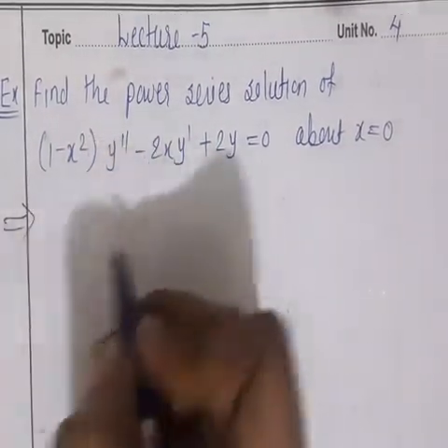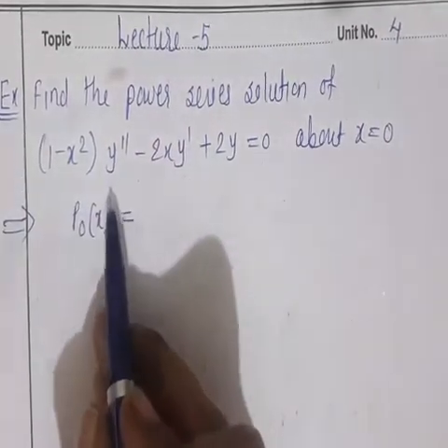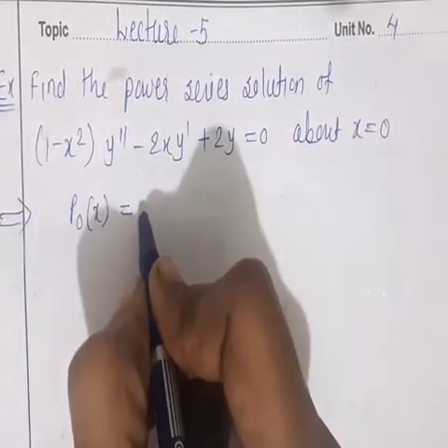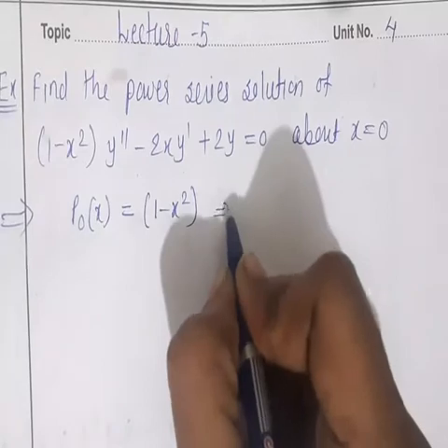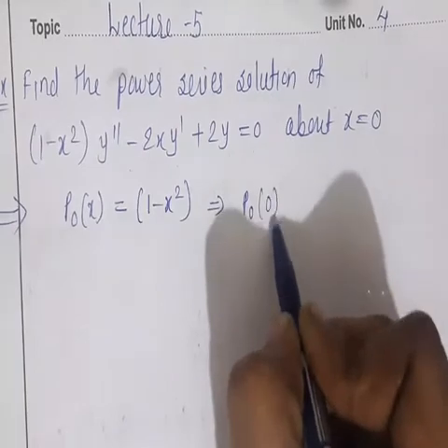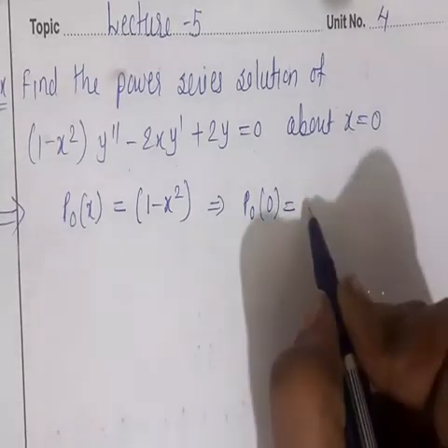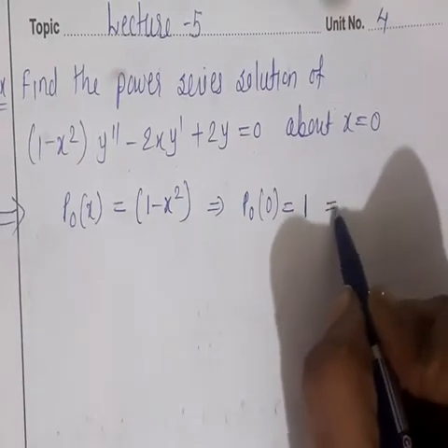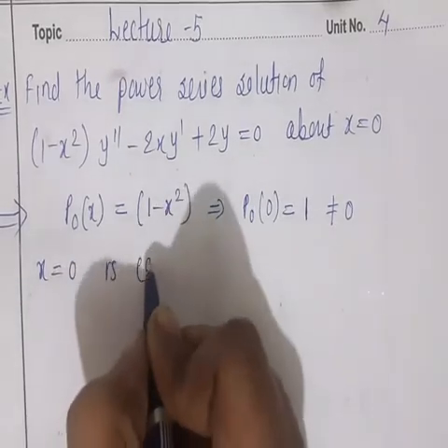So first of all we check p0(x). What is p0(x)? It is the coefficient of the double derivative of y. So p0(x), the coefficient of y'', is 1 - x². Now what we want is p0(x) about x = 0. So p0(0) is 1 - 0, which is 1. Next, if p0(0) = 1, which is not equal to 0, then x = 0 is called an ordinary point.